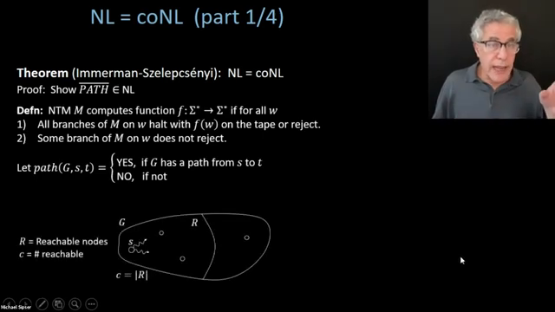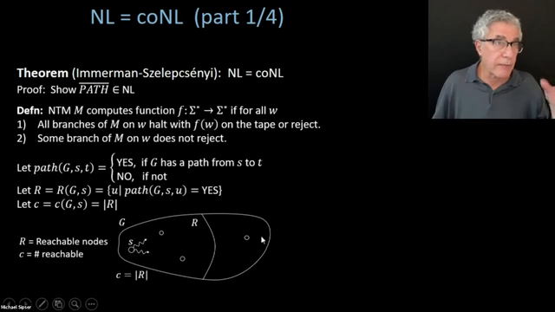So as I mentioned, we're going to have two other values that are going to be relevant to computing the PATH function, which is what we're ultimately going to do. And that's going to be the number of nodes that you can reach from the start node in your graph, where R is the collection of nodes, and C is the number of reachable nodes.